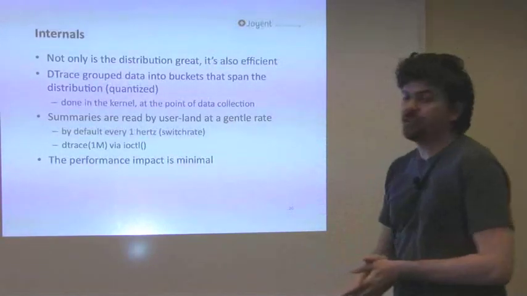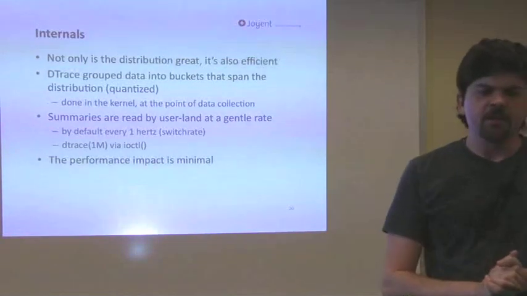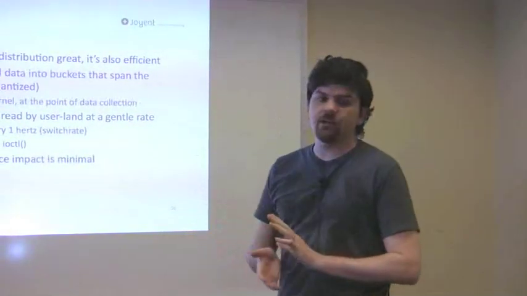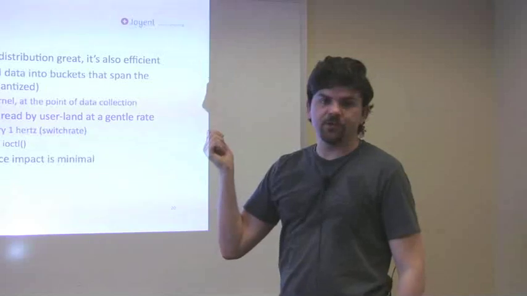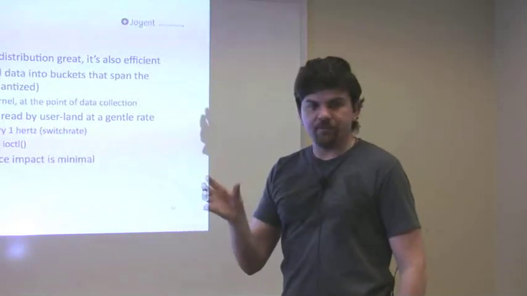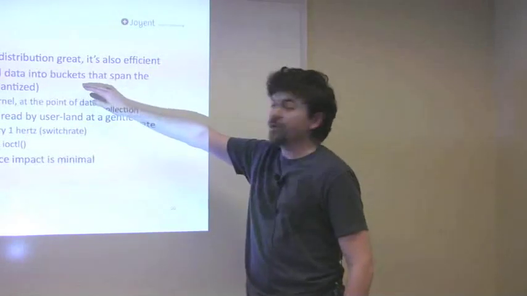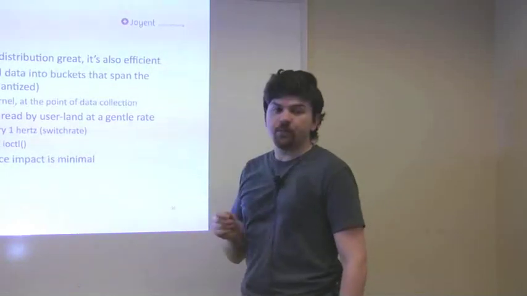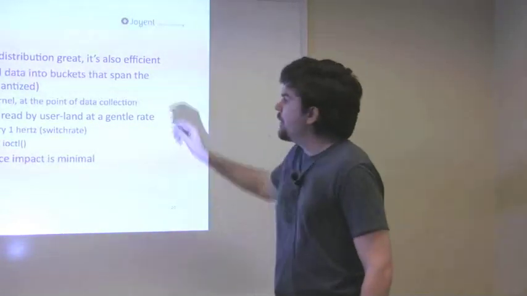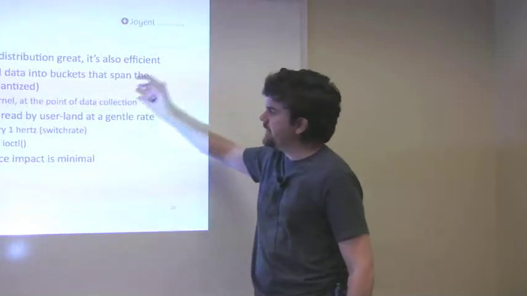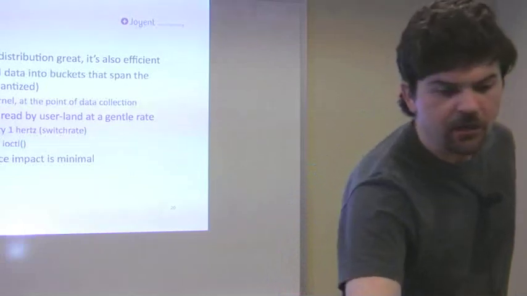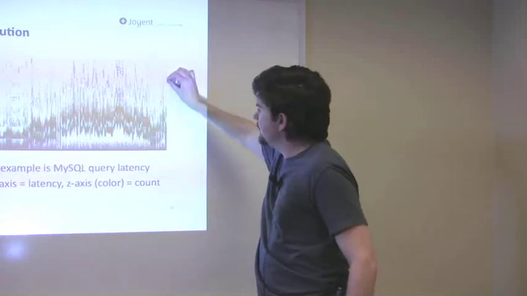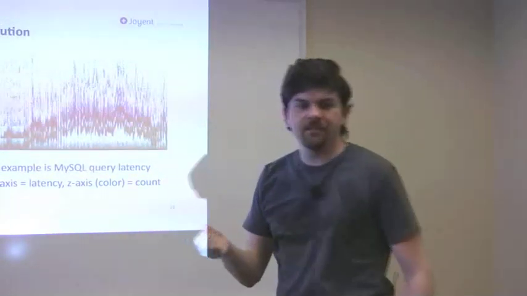Not only is that distribution great, it's also efficient. DTrace, when it runs inside the kernel to create those distributions, groups data into buckets that span the distribution, quantizing the data. Doing that in the kernel is doing it at the point of collection. That's efficient because these summaries, a 1 second column, don't contain all the events; they contain the quantized or pixelated information.